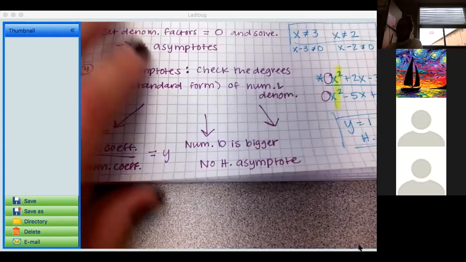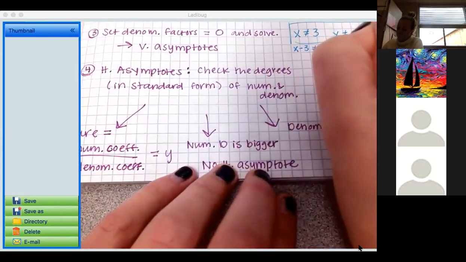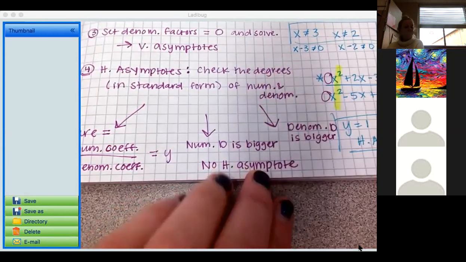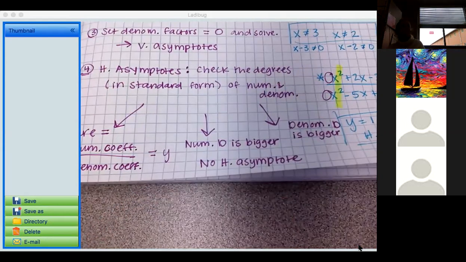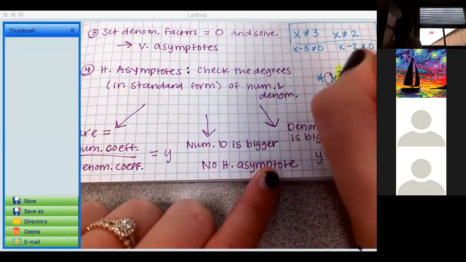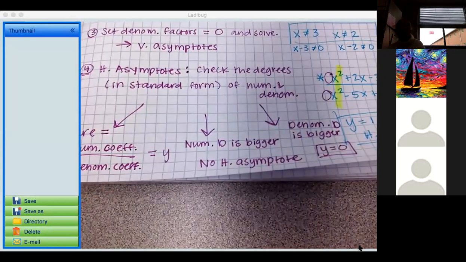All right. So then the other option is that the denominator's degree is bigger, right? And this is an easy one too. If the denominator's degree is bigger, then the asymptote is just going to be at y equals 0. So really the only one you have to do work for is if they are the same.